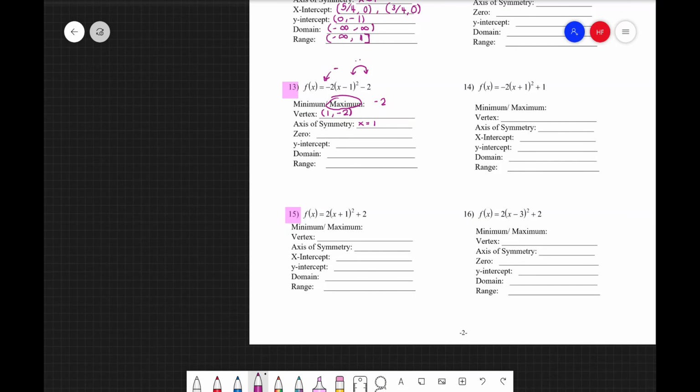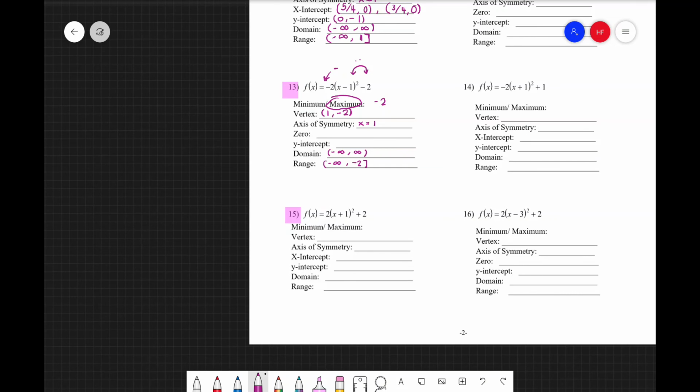And then domain and range. Domain does not change, -infinity to infinity. Range, since it is a maximum value, it's going to go up to -2 and then turn back around. So we have -infinity up to -2, and then that closes it off.